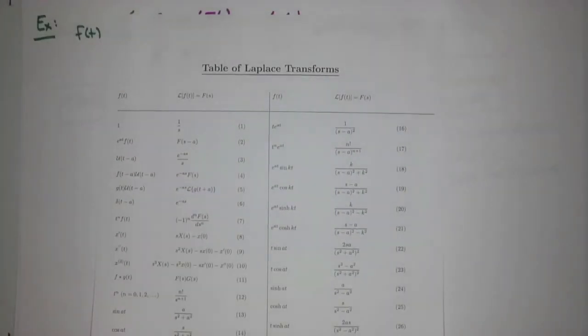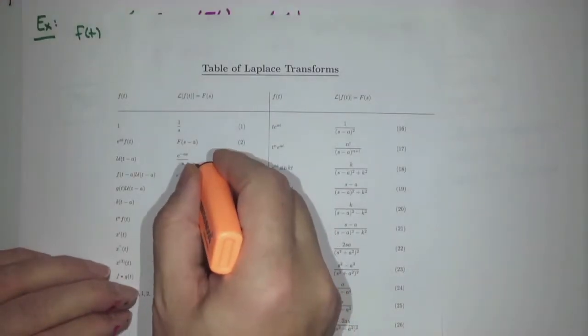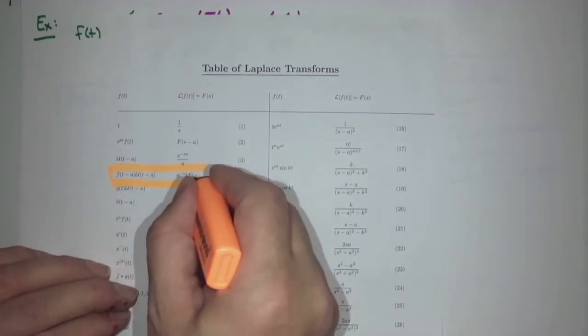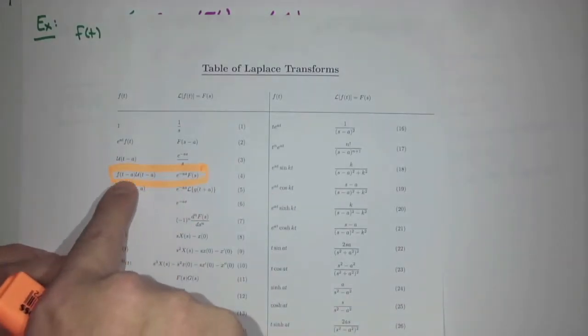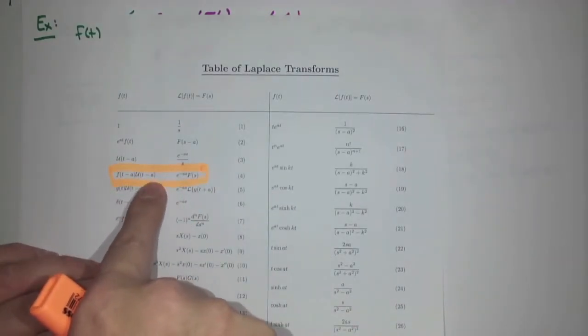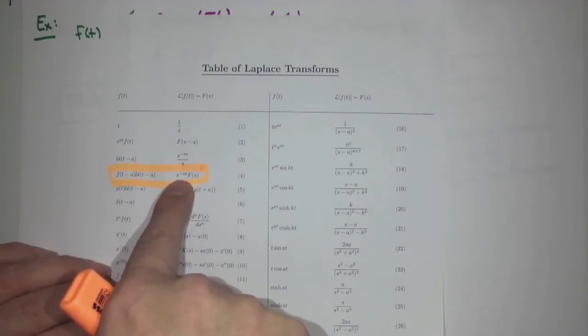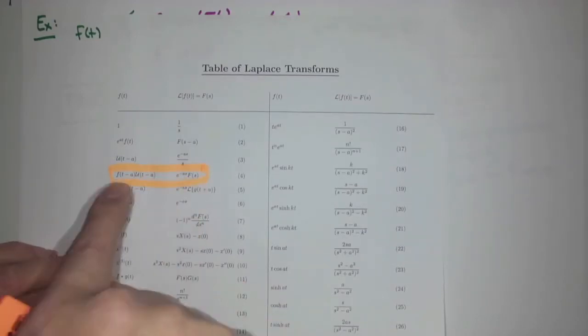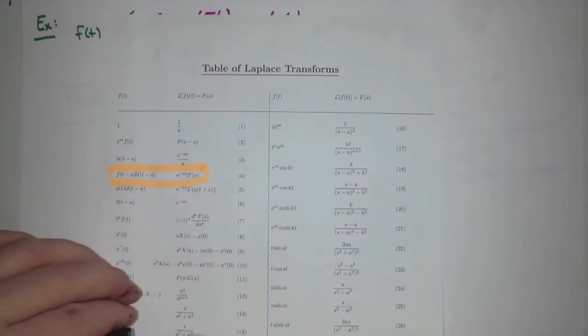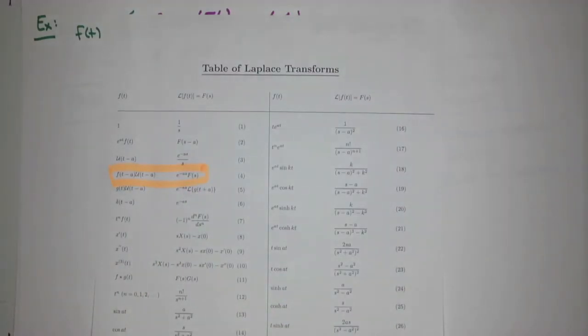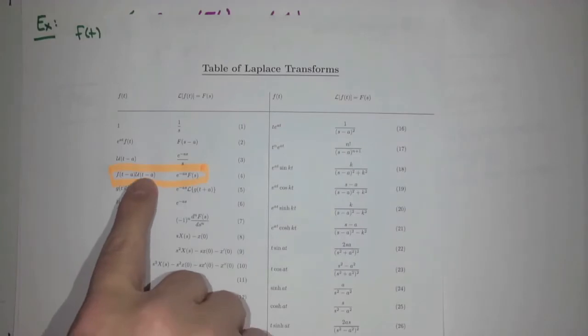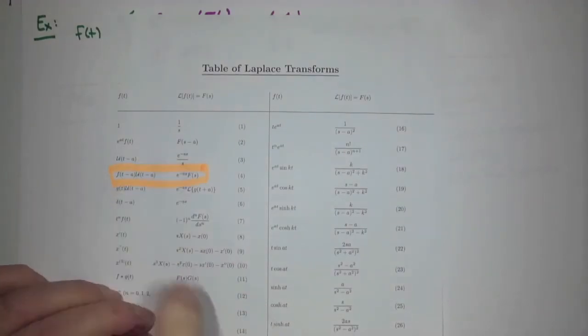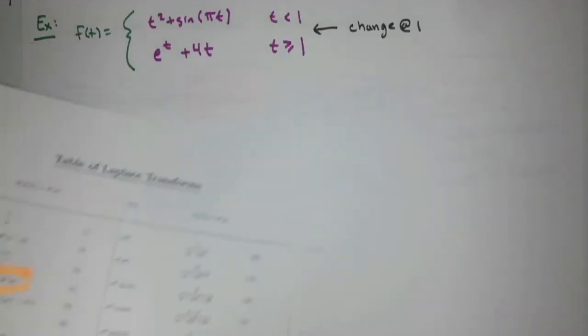Whenever you're dealing with a piecewise function, the piece on the table that you cue off of is this formula right here: f of t minus a, u of t minus a, becomes e to the minus as f of s. That's what we're going to be doing. So we use this unit step function. That's our on-off switch, so we want to be comfortable using it.